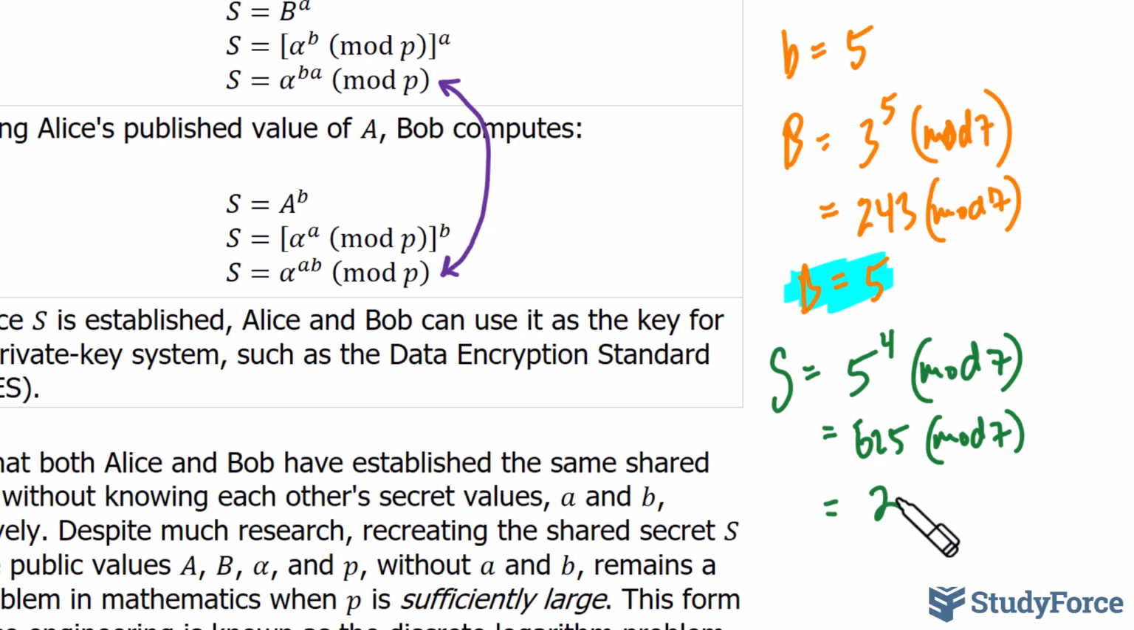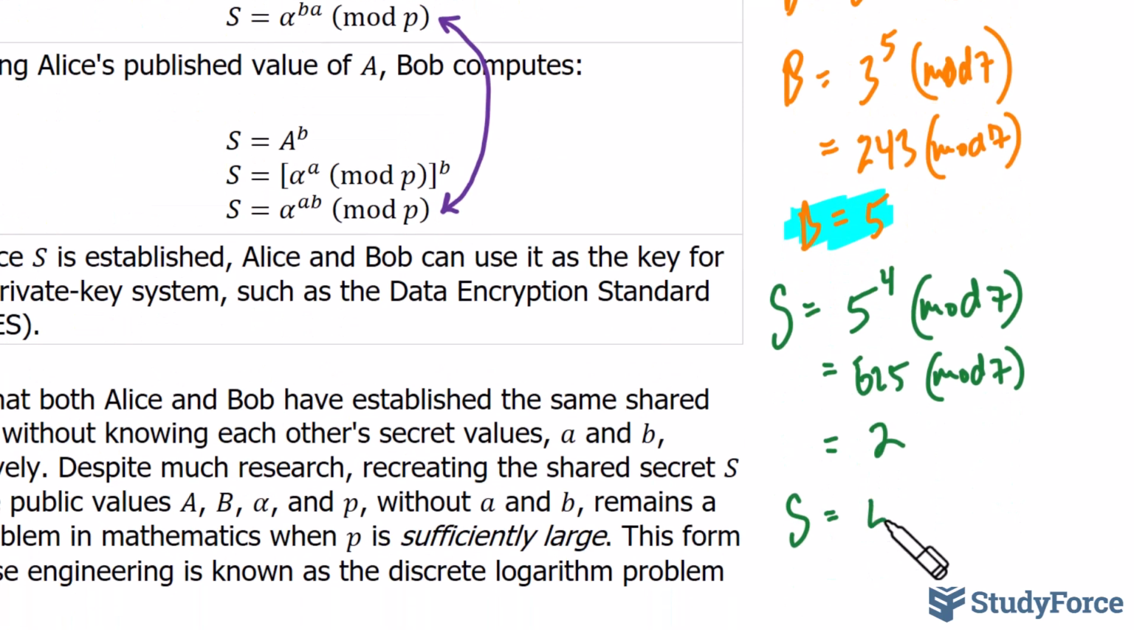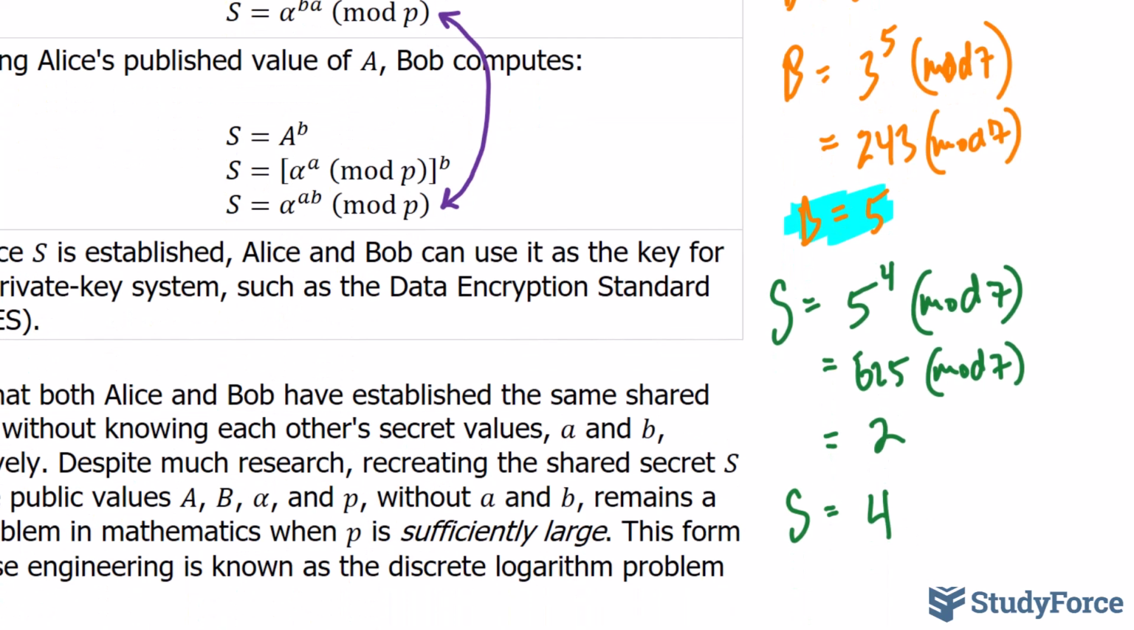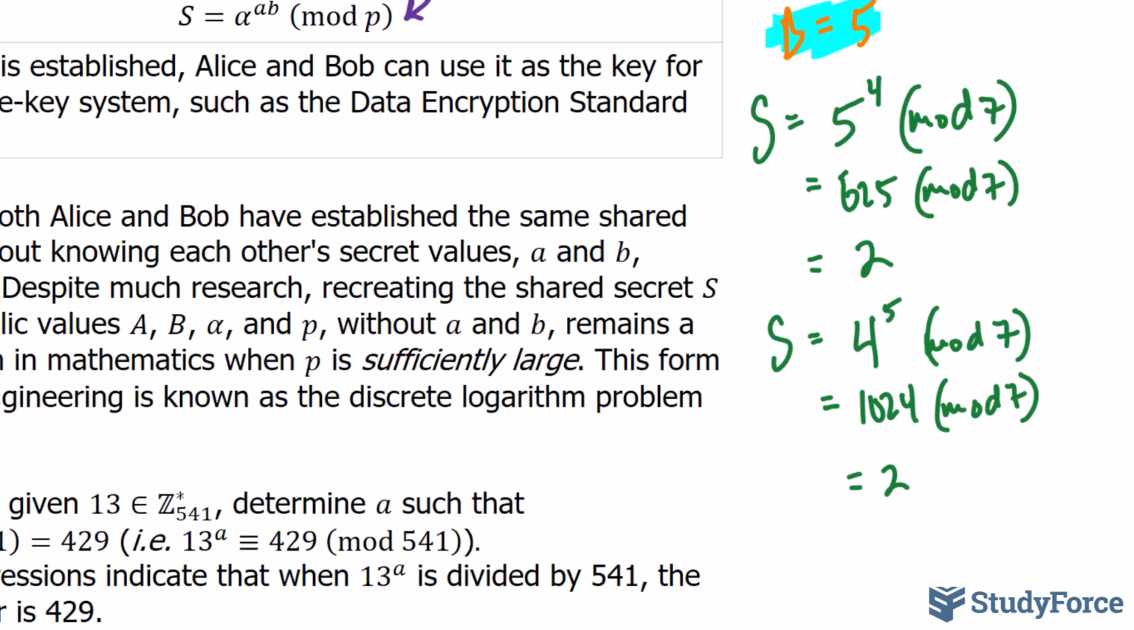Now we're expecting this to be the exact same for Bob. Let's calculate Bob's shared secret. We'll take Alice's published value of capital A, and that was 4. We'll raise it to Bob's secret value of b. Lowercase b happened to be 5. Mod 7. 4 to the power of 5 is 1024. Using our modulus calculator one last time gives us a value of 2, and it is clear that they are exactly the same.